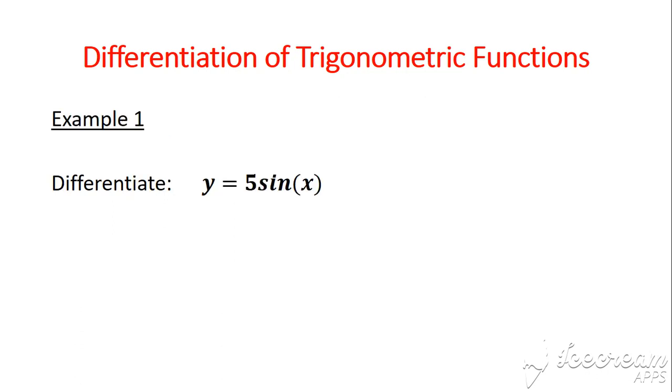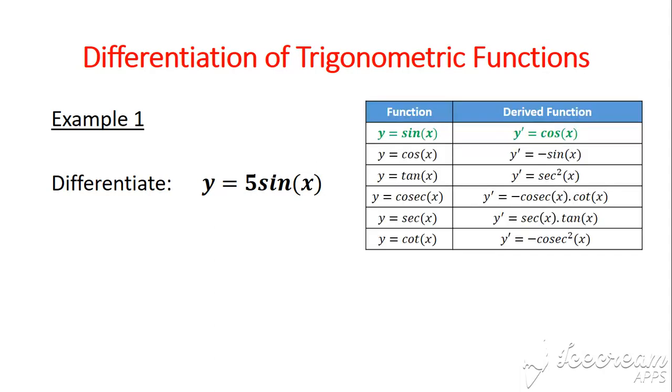All right, example 1. Let's differentiate y equals 5 sine x. Looking at the table, sine differentiates to cosine, so y dash will become 5 cosine x. That's simple. Let's move on.